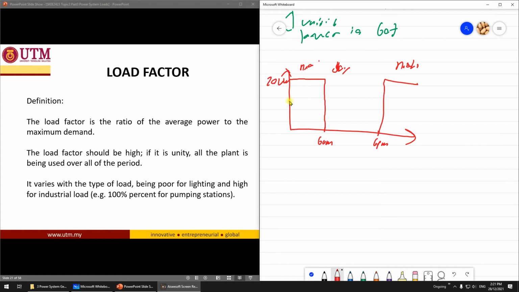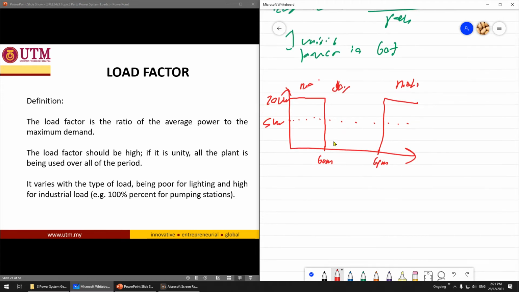And then the average is maybe 5 kilowatt, for example, I am not sure. Actually 10, because it is half. 10 kilowatt, so this is the average. So load factor is equal to 10 kilowatt divided by 20 kilowatt. So load factor is 0.5. So this one is poor. It is not very good.